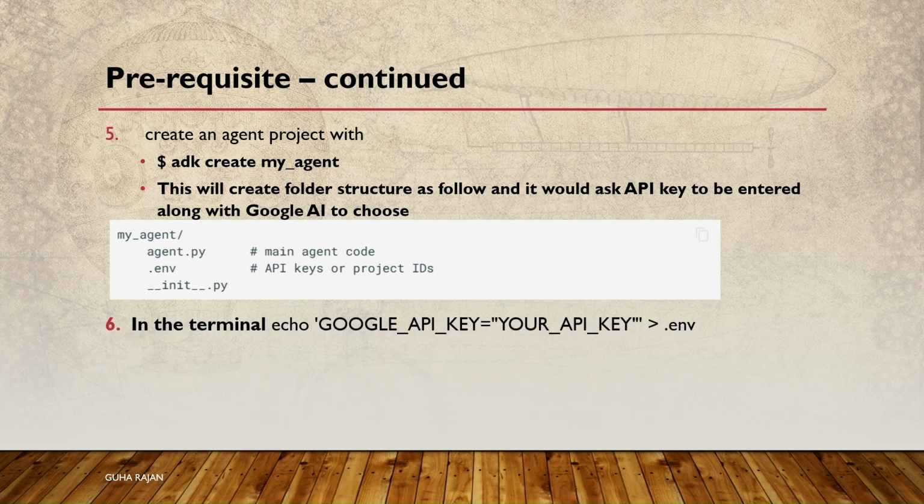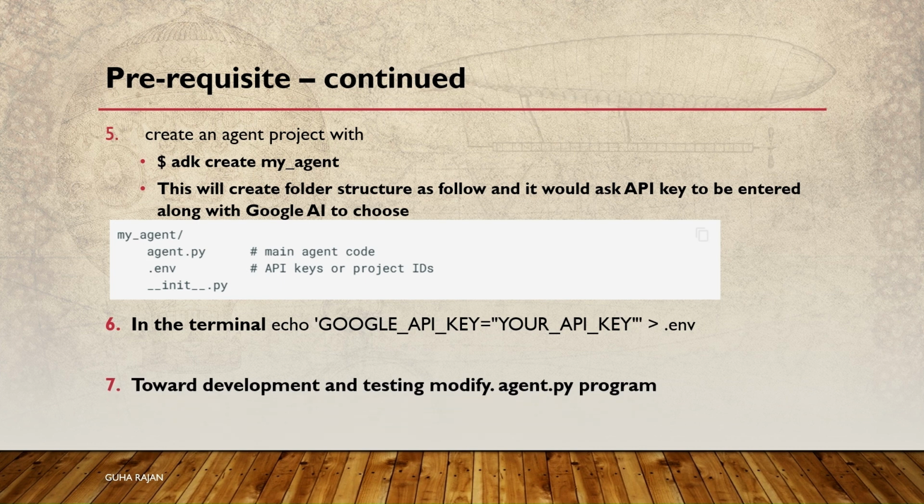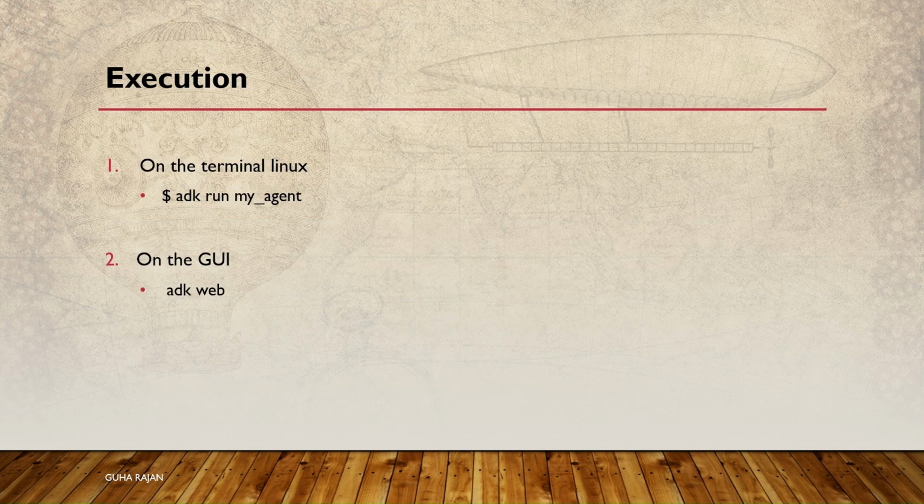And finally, in the terminal, echo the Google API key. You get that API key in the environment so that the API key is recognized. And yes, you have to modify the agent.py each time to execute. And finally, on the terminal, if you want to run, then it is adk run my agent. This is on the Linux environment.